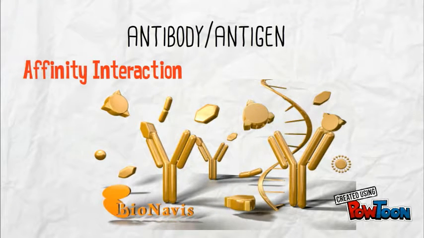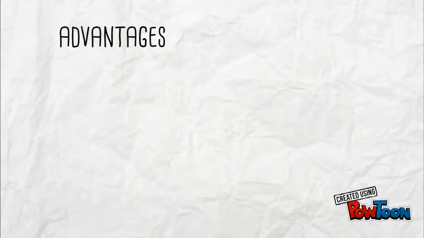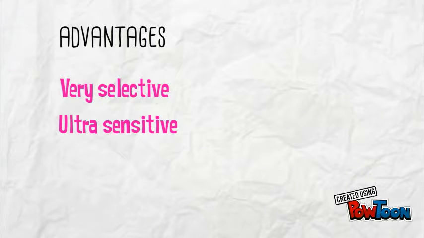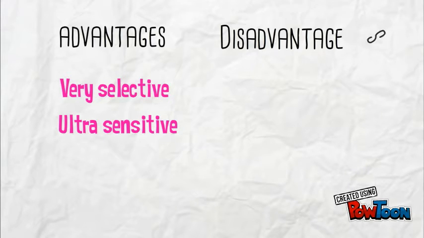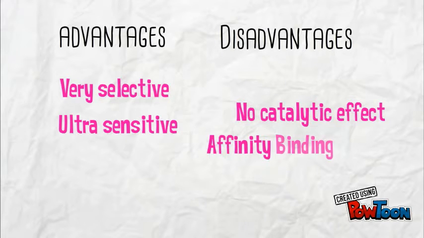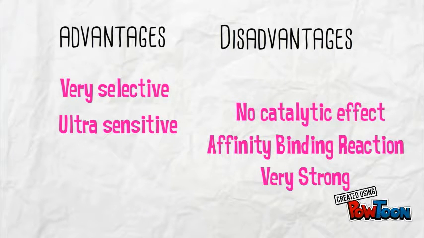Next, antibody can also be used as bioreceptor. Biosensor using antibody are known as immunosensor. Antibody-based sensor permit the rapid and sensitive analysis of a range of pathogens and associated toxins. The specific nature of the antibody-antigen interaction can offer the biosensor a very high selectivity and ultra-sensitive property. However, no catalytic effect and the affinity binding reaction is very strong, causing difficulty in reversing the reaction.